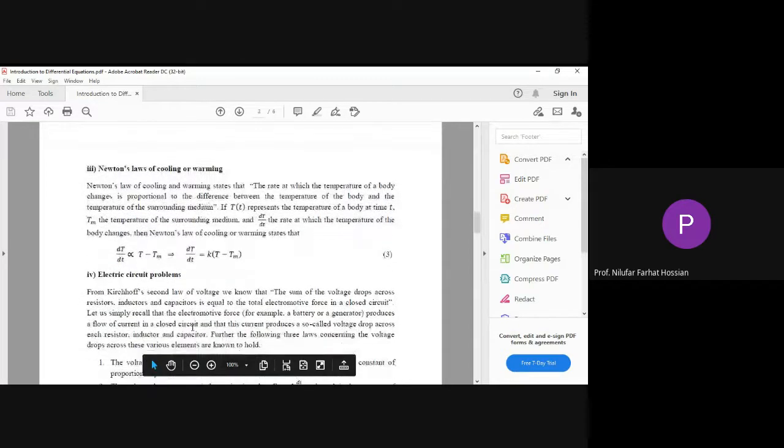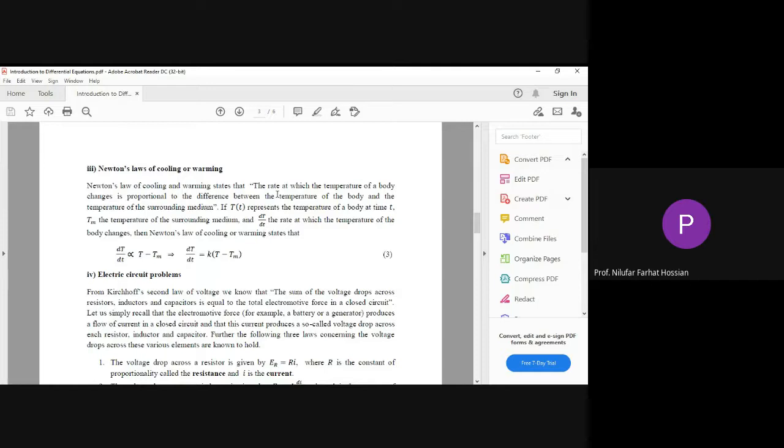Now comes Newton's cooling or warming. There is another theory coming from physics involving Newton's law of cooling and warming, which states that the rate at which the temperature of a body changes is proportional to the difference between the temperature of the body and the temperature of the surrounding medium. So if capital T represents the temperature of a body at a time t, and Tm the temperature of the surrounding medium, then according to this theory, this capital T is the dependent variable which is a function of small t.